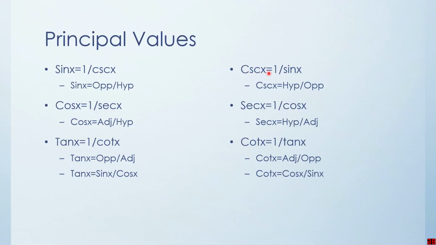Cosecant of x is equal to 1 over sine x. In other words, the hypotenuse is over the opposite. Notice how the cosecant and sine values are switched. For example, in sine, it's opposite over hypotenuse, but when you find the inverse, it's hypotenuse over opposite. This also applies to the secant version. Notice how cosine is adjacent over hypotenuse, whereas over here it is hypotenuse over adjacent.